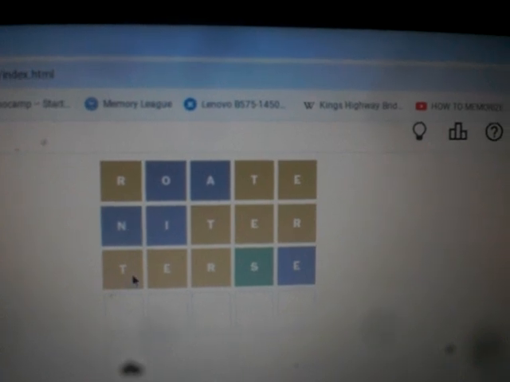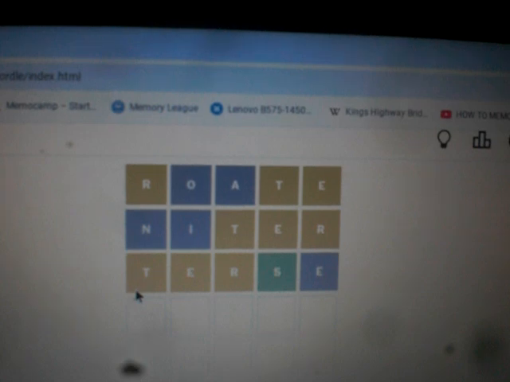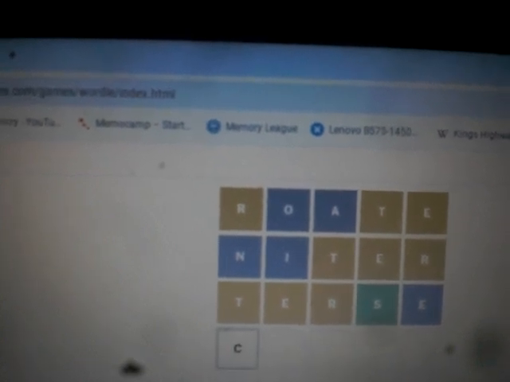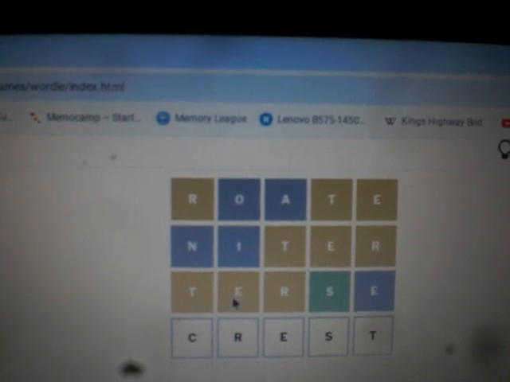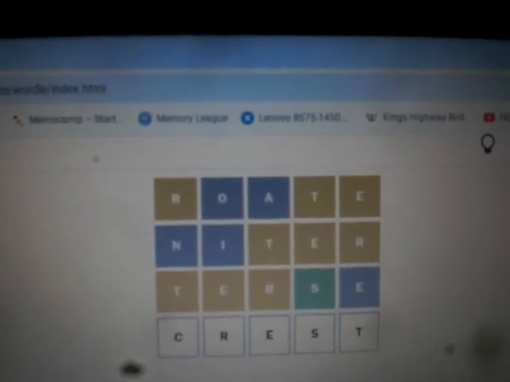But let's go through anyway. So we know the word ends in R-E-S-T. So A, B, C, crest, D, E, F, G, H, I, J, K, L, M, N, O, P, Q, R, S, T, U, V, W, X, Y, Z. So that's it. So see what we've done? We reverse engineered, and by process of elimination, using the math of data analytics, on the 4th guess, there is only 1 possible word.